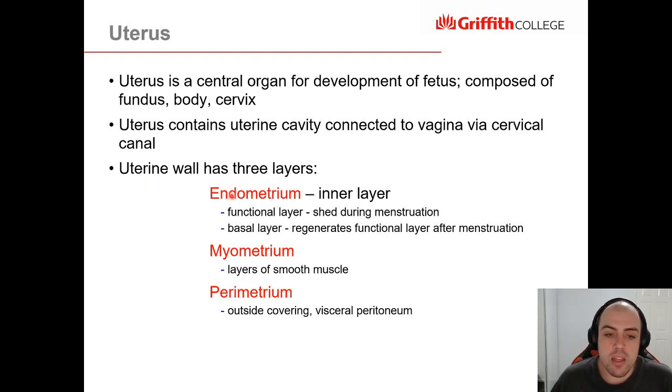Now, as I've mentioned before, there are three main layers here. We've got the endometrium, the myometrium, and the perimetrium. The main one I'm going to be focusing on here is the endometrium. This is the innermost layer of the uterus. This is also the layer that is essentially shed, this functional layer. So the outermost layer of the endometrium is what is shed during menstruation, and is then regenerated. And it's within the endometrium that the blastula, which is the more developed form of a zygote, which I'm going to talk about in a moment, will implant into the uterus to kickstart pregnancy.